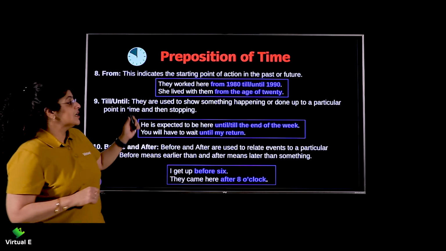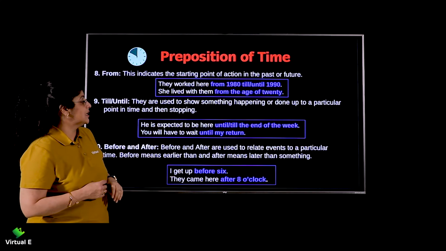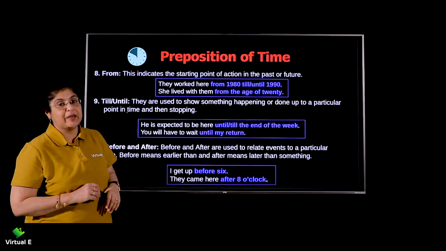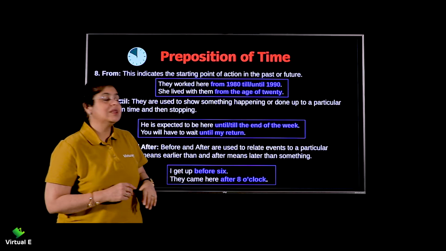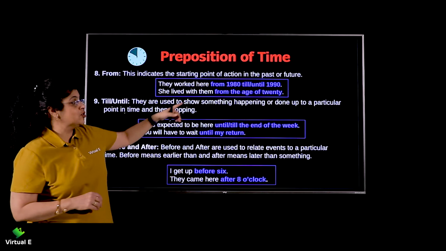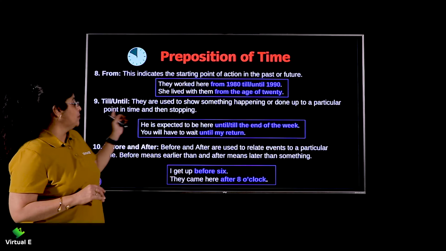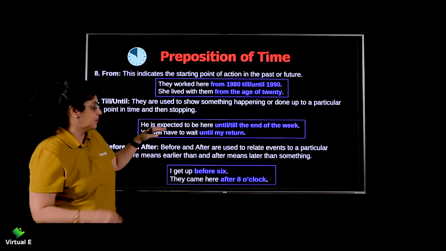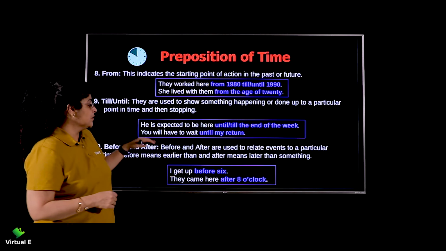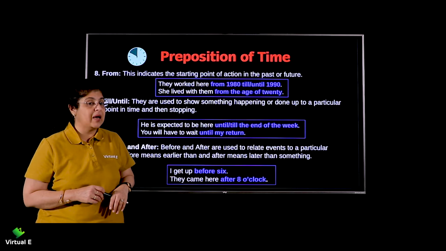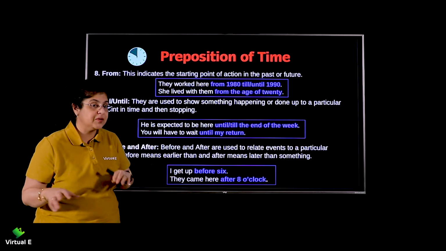Okay, till or until, they are used to show something happening or done up to a particular point in time and then stopping. So, he is expected to be here till or until the end of the week. So, what is it trying to show? It is showing something happening or already done up to a particular point in time, till that time. He is expected to be here till the end of the week or until the end of the week. You will have to wait until my return. So, till I don't come back, please keep waiting until my return.